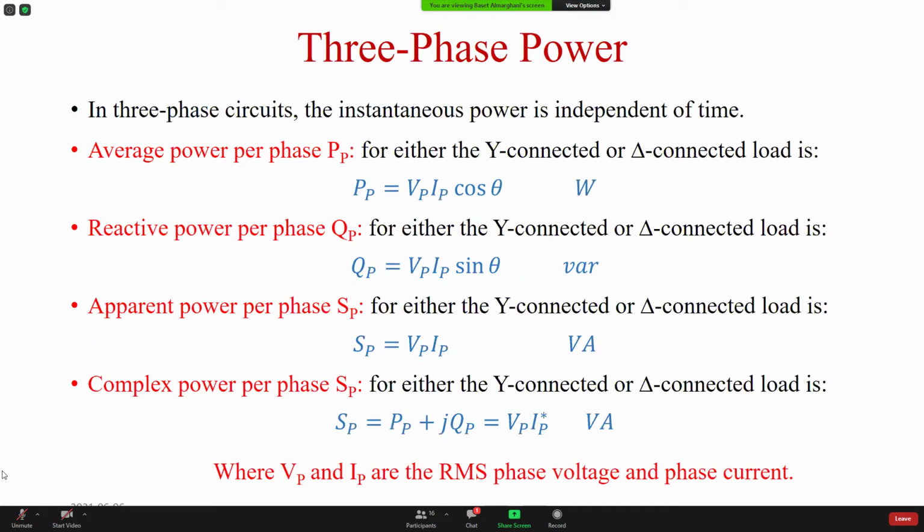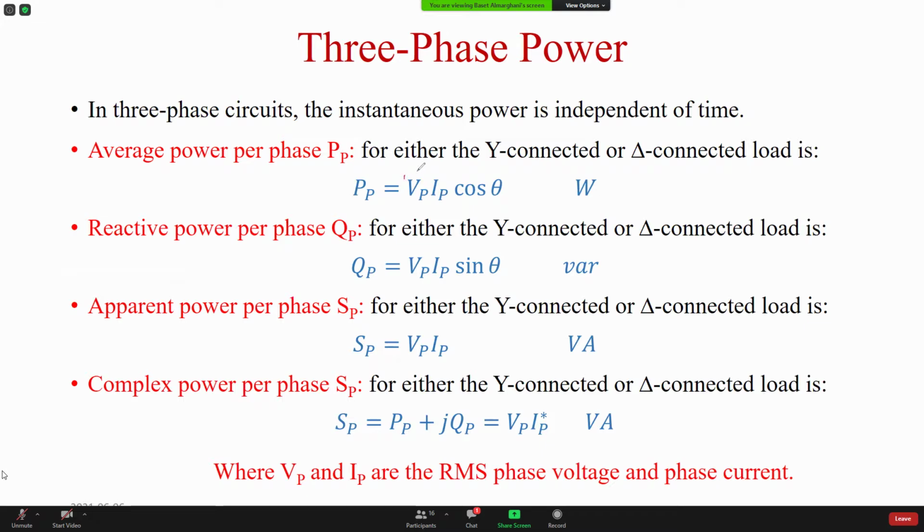So those are the single phase values. Okay, the average power, which is the real power, the reactive power, the apparent power. Now complex power is the complex number, P plus JQ. Remember, we are using the RMS values. No angles here. Don't plug them in here.